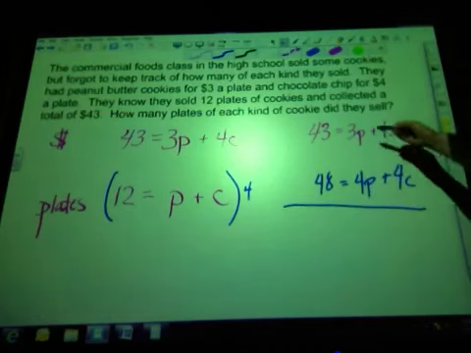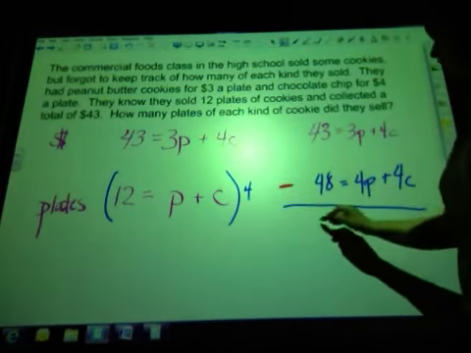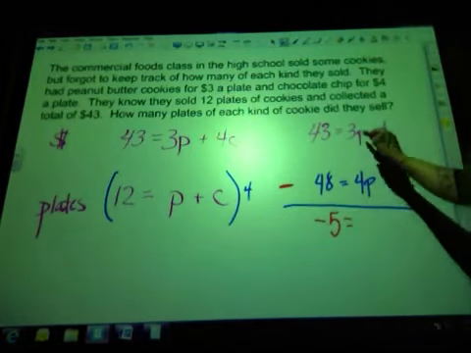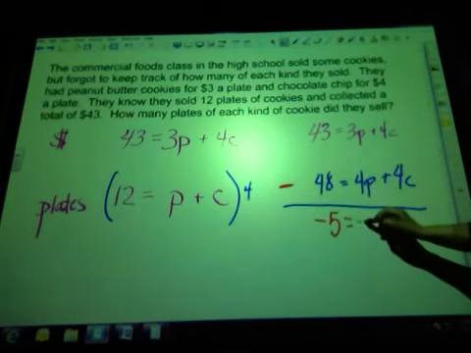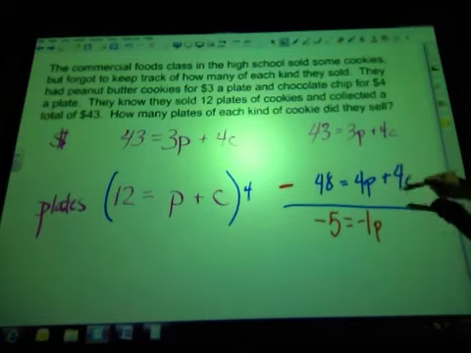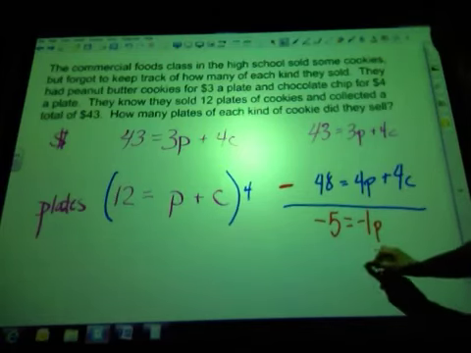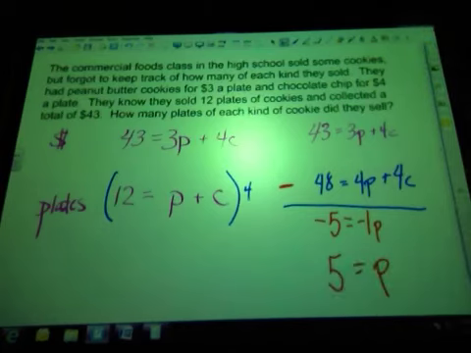Now I have two 4c's, so I'm going to subtract. 43 minus 48 is negative 5. 3p minus 4p is negative 1p. 4c minus 4c is 0. So I divide both sides by negative 1 and I get p is 5. That means they sold 5 plates of peanut butter cookies.